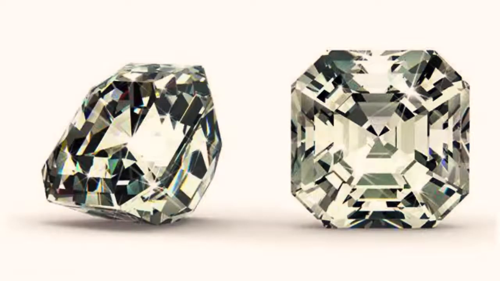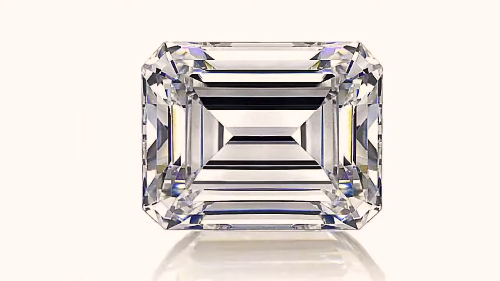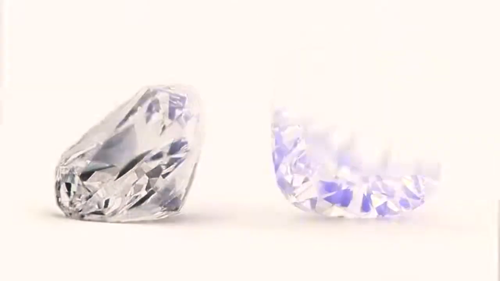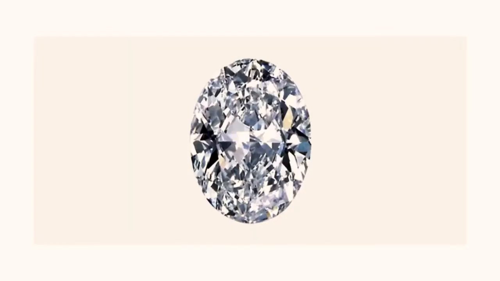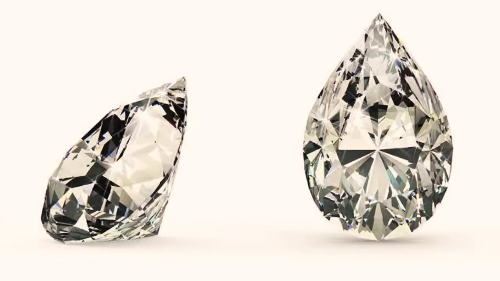So the different shapes of diamonds are the round brilliant, the Asscher cut, the emerald cut, the cushion cut, the princess cut, the marquise cut, the oval cut, the pear cut, and the heart cut. The heart is the least of my favorite, but I'll still have to talk about it. The most popular of the cuts are the circular cuts and the square cuts. The most popular circular cut is the round brilliant.